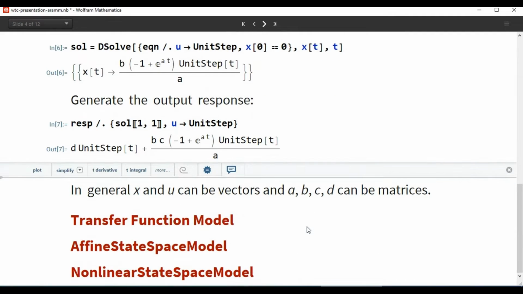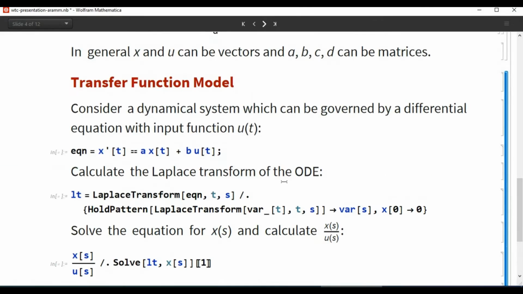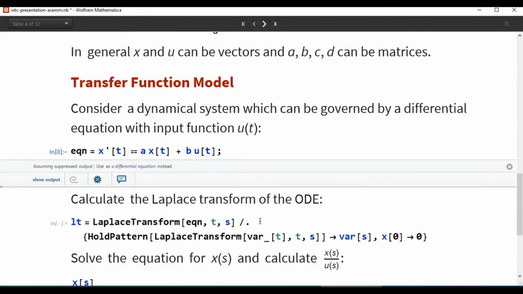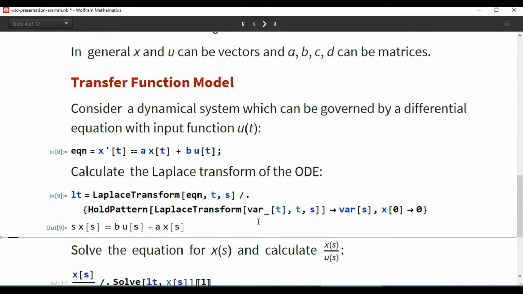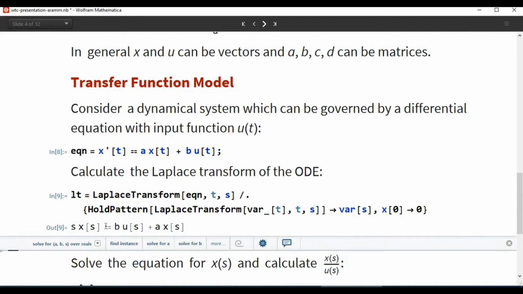In this case, we are using Laplace transform to get this model. Again, let's consider a dynamical system, which can be governed with similar differential equation. We can calculate the Laplace transform of the differential equation. And in this case, it will be a non-differential algebraic equation. We can easily solve this equation to find an expression for x of s, which is the Laplace transform of state function x of t.